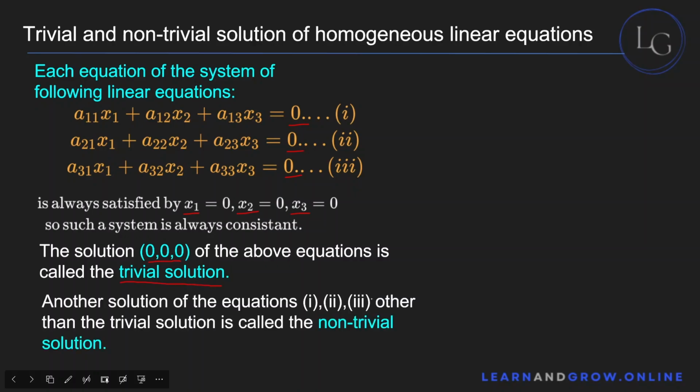Another solution of the equations, other than the trivial solution, is called the non-trivial solution. As obviously, it is not necessary that only x1 equal to 0, x2 equal to 0, and x3 equal to 0 will give you 0 as the answer. No, you can have other solutions as well, and that will be the non-trivial solution.